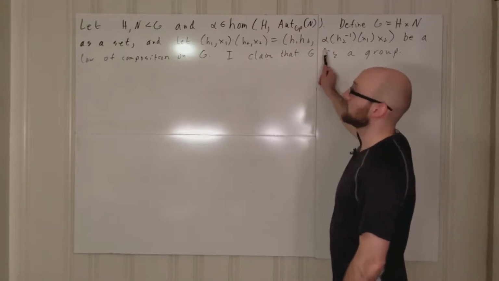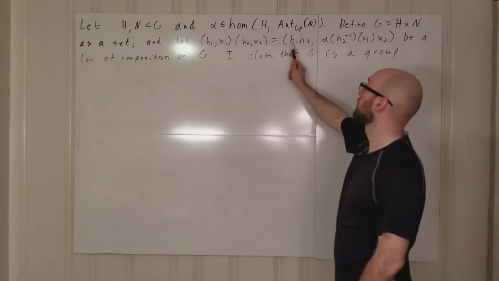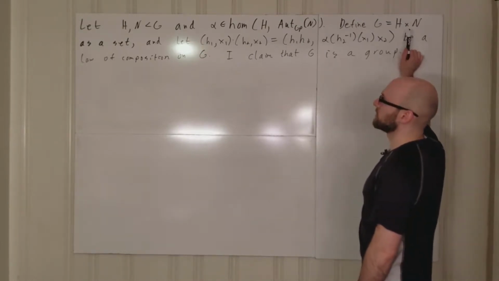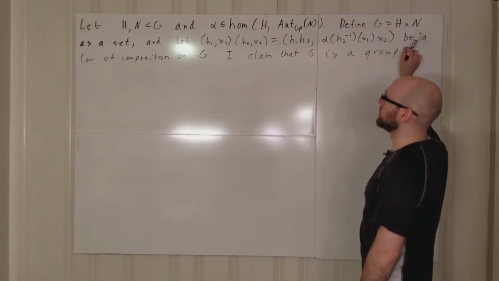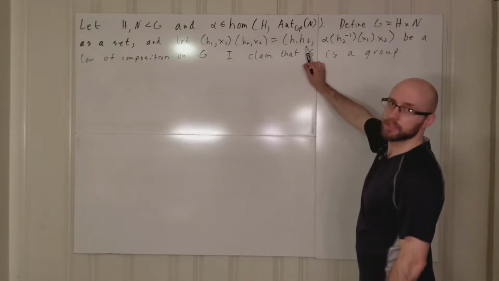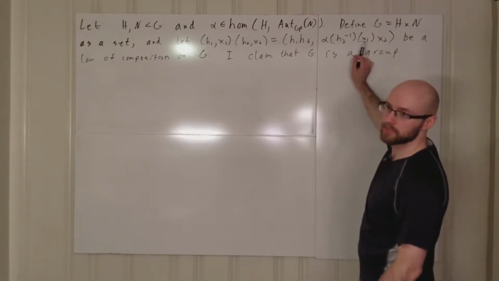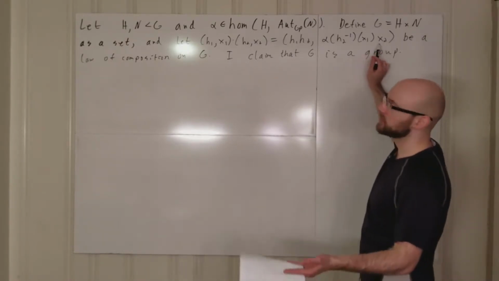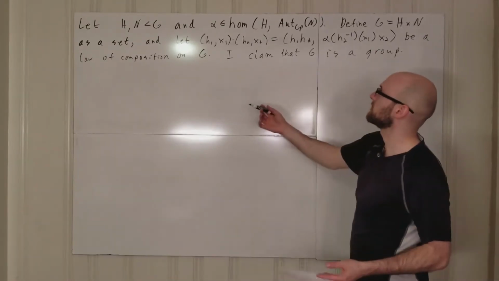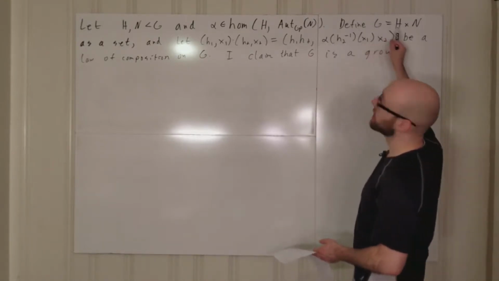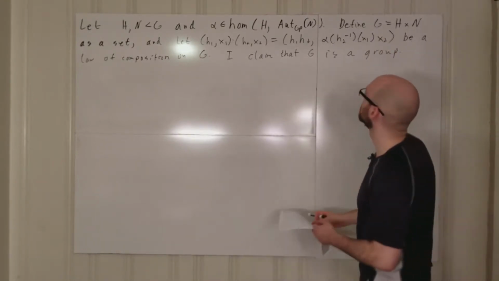So this is actually a composition law on G, because h1 times h2 is, since H and N are subgroups of G, h1 h2 is going to give us an element of H. And like I said, alpha h2 inverse of x1 is going to give us an element of N. And x2 is in N, and so this is just a product of two things in N, and so this is in N. And so indeed, this gives us an element of H cross N.